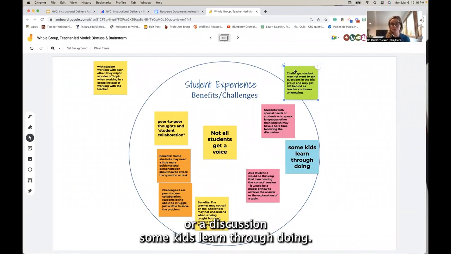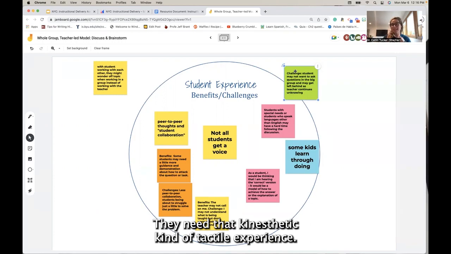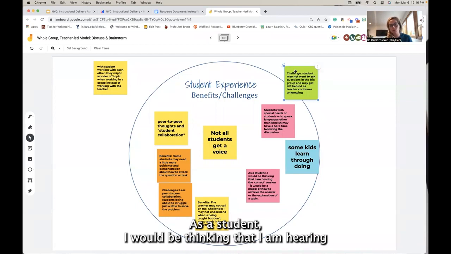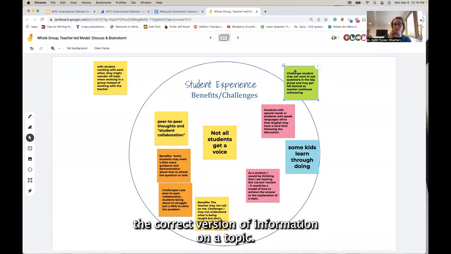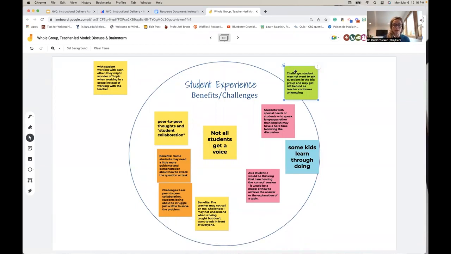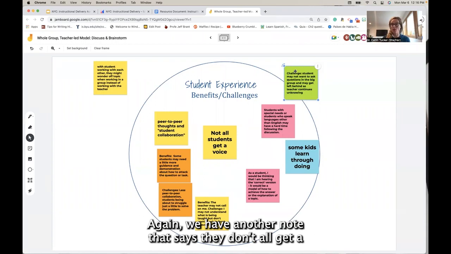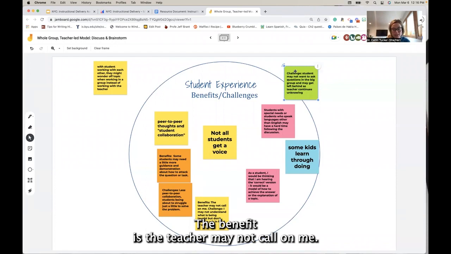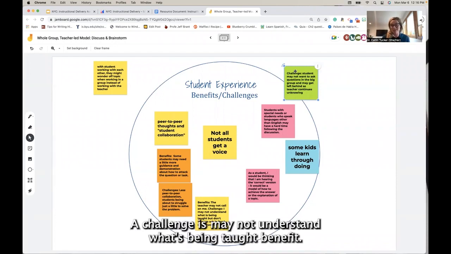Some kids learn through doing. They need that kinesthetic, tactile experience. As a student, I would be thinking that I'm hearing the correct version of information on a topic. Again, we have another note that says they don't all get a voice in this type of lesson. The benefit is the teacher may not call on me. Absolutely, I can hide. A challenge is I may not understand what's being taught.